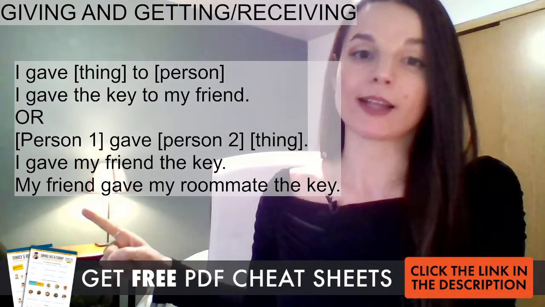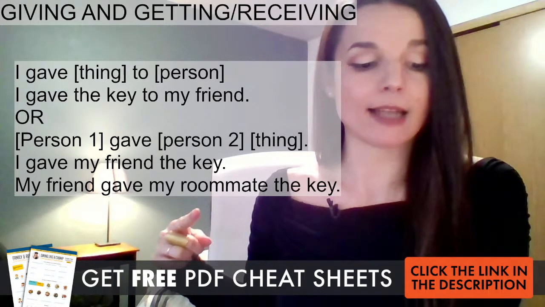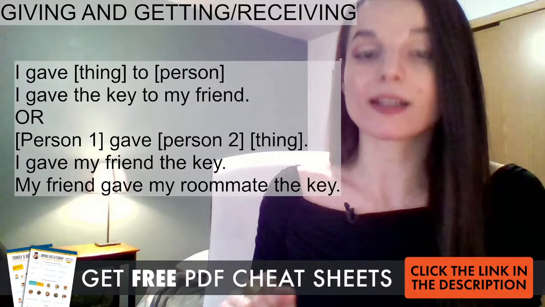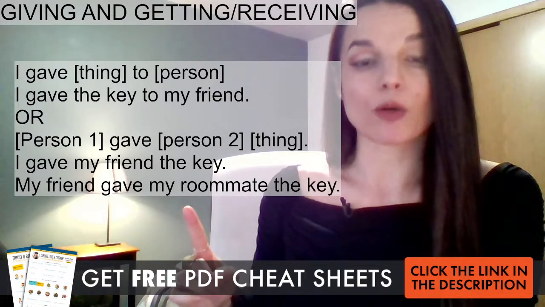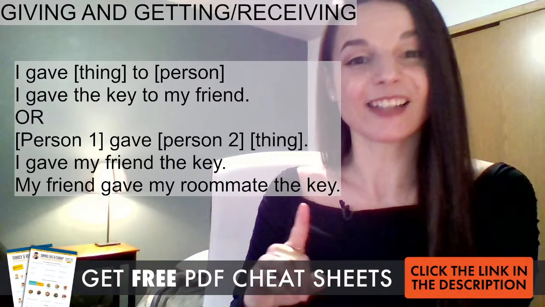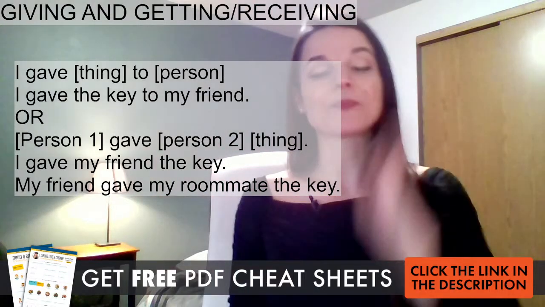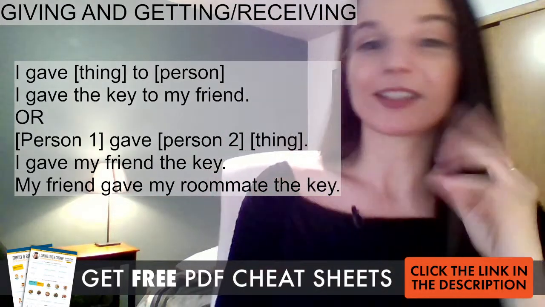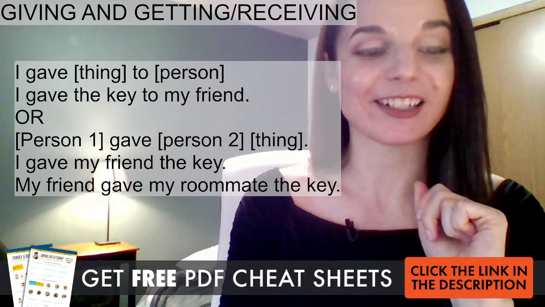My friend gave my roommate the key. Here's person one, my friend. Here's person two, my roommate. Here's my verb, gave, and the thing, the key. So my friend gave my roommate the key. This is our first set of very basic patterns that I want to practice for today.